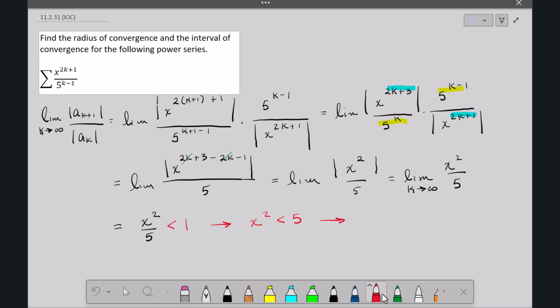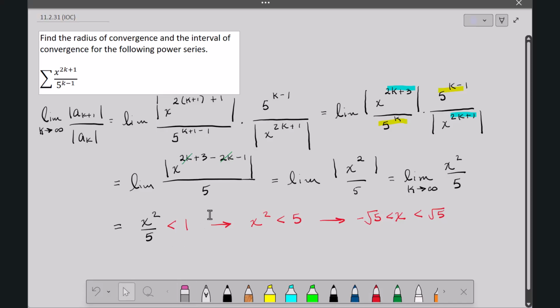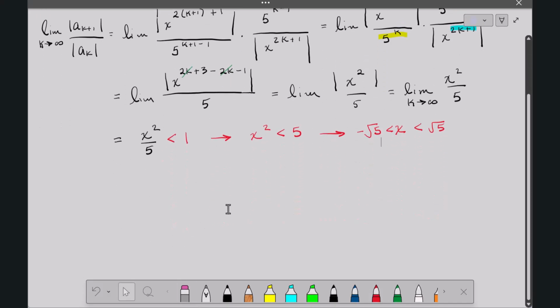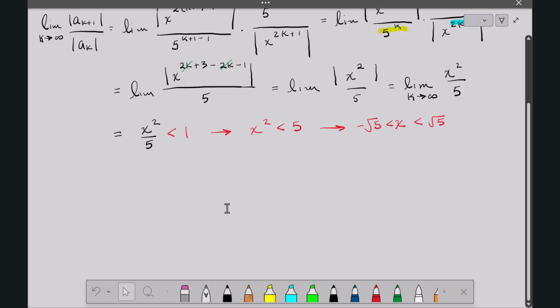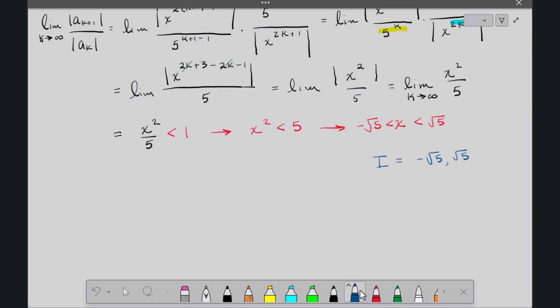This is going to lead us to the structure of our interval. So x squared less than 5 means that x is going to be trapped between the negative square root of 5 and the square root of 5. X has to be in between. So this is not our interval of convergence yet. The interval of convergence will have endpoints of negative root 5 and root 5. The left endpoint will be minus root 5, and the right endpoint will be root 5, but we don't know whether we include or exclude the endpoints yet. So at this stage, all we can do is conclude that the radius of convergence is square root of 5.